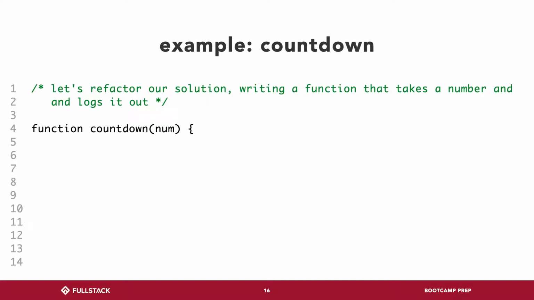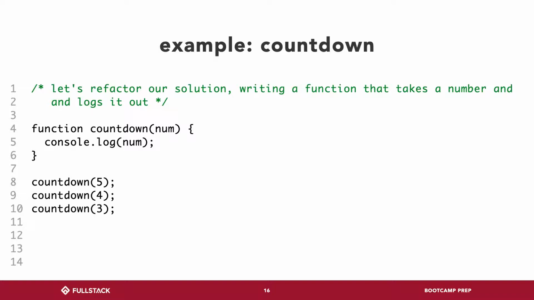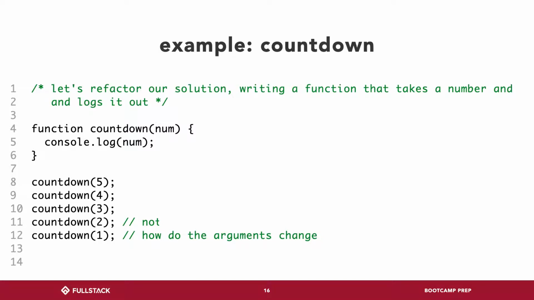So let's refactor this countdown thing that I just showed you, writing a function that takes a number and logs it out. So countdown now, in this situation, just console logs a number. But if we wanted to actually count down, we would have to call it every time with a different argument, manually. This is not programmatic. I'm just calling this with a lower number every time. So you would get the same result.